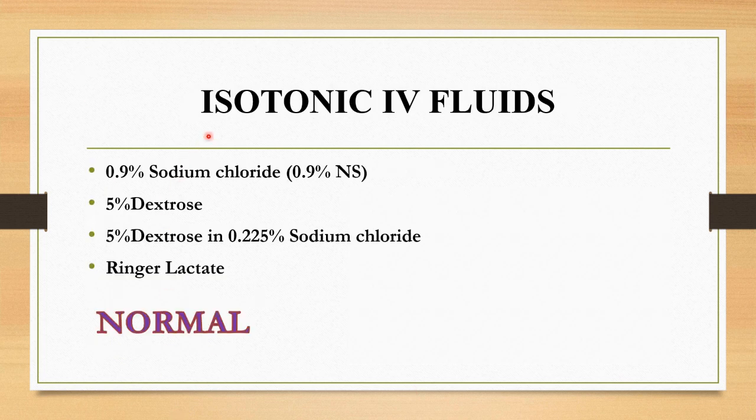Let's see some examples of isotonic IV fluids. 0.9% sodium chloride, that is normal saline, 5% dextrose, 5% dextrose in 0.225% sodium chloride, and ringer lactate. Isotonic, as the concentration is same comparing to the blood, the size of the cell remains same, normal.